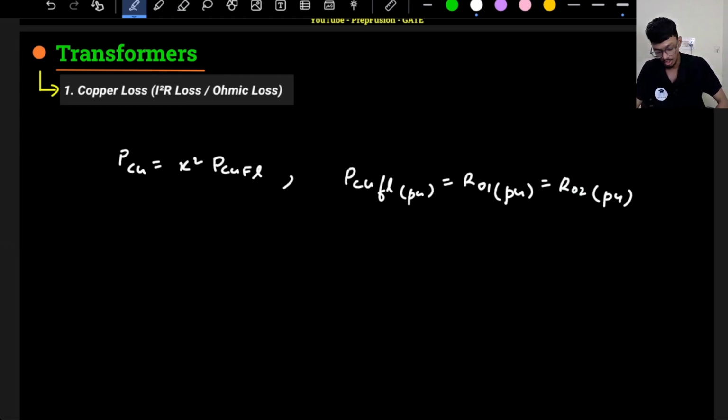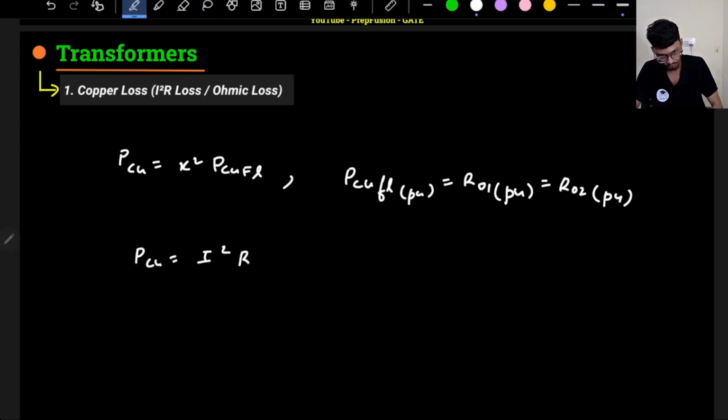Okay, now copper loss at any load. What will be the per unit copper loss at any load? It will be basically x square, because if I write the copper loss at any load, it is x square into PCU full load. Basically it is I square into resistance, correct?